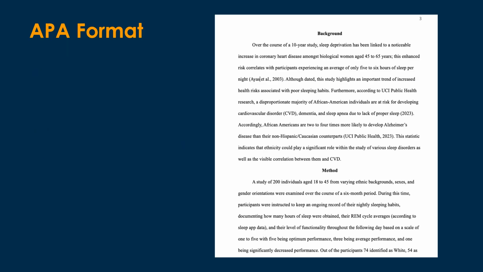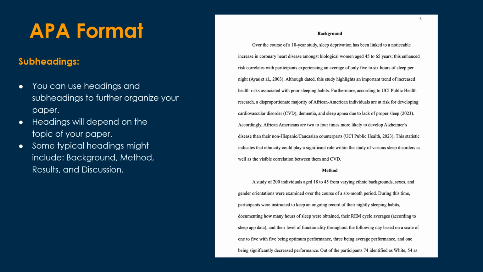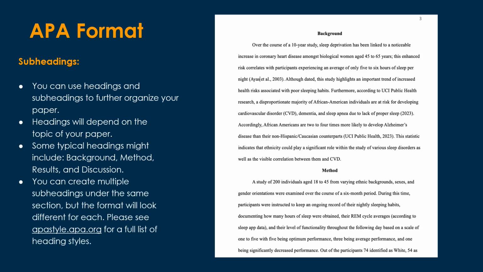Before we move on to talking about in-text citations, let's talk briefly about one more aspect of APA-style formatting: headings and subheadings. APA allows the use of headings and subheadings to help with organizing your paper. The specific headings you use will depend on the content of your essay, but some of the most common ones, especially for scientific papers, include background, method, results, and discussion. You can even create multiple subheadings under the same section, but the formatting will look different for each. Please visit the APA's website for a full list of heading styles.